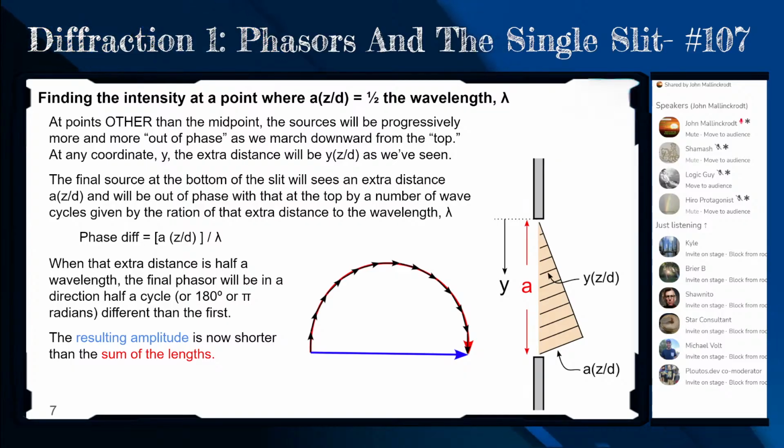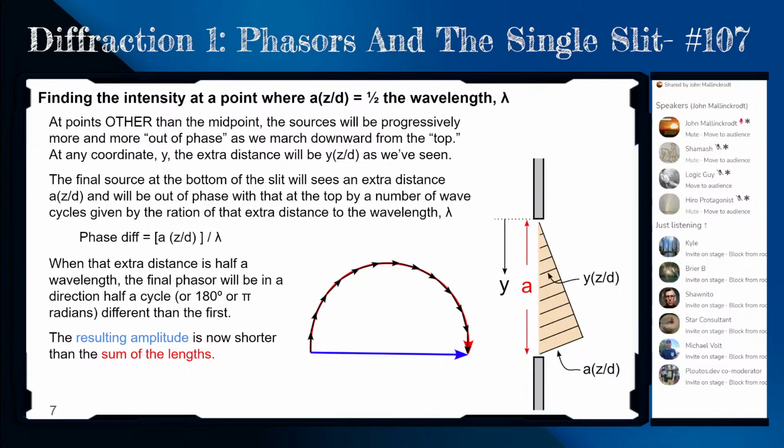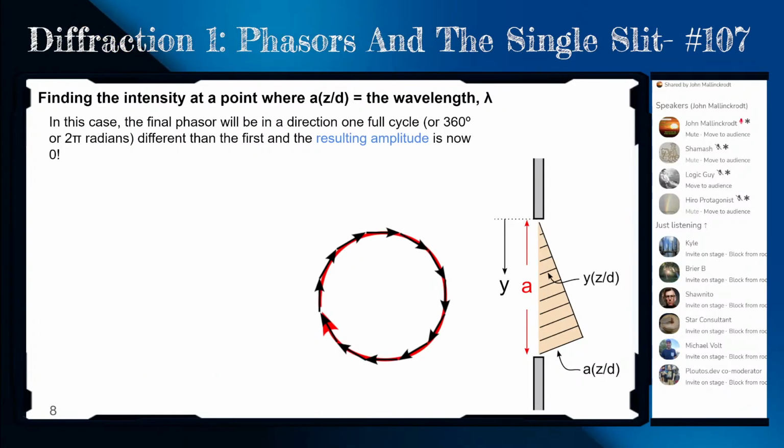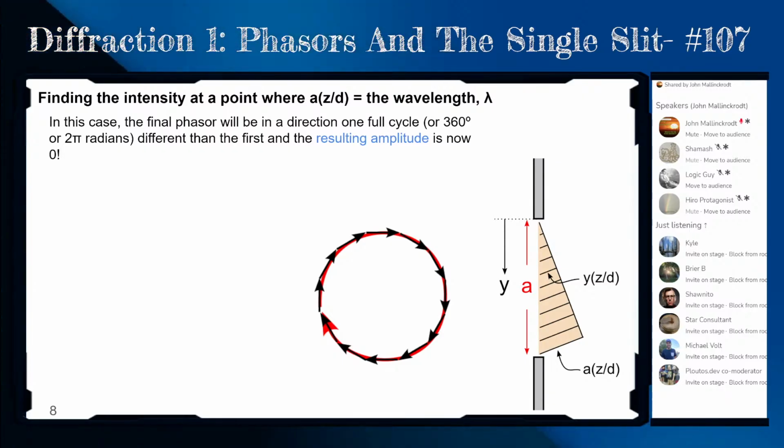It's going to get smaller and smaller circle, and the resulting vector then is, you just simply determine the resulting vector like I have here. So maybe with that in mind, look at slide 8, where I'm now looking at a place. I'm showing you the same diagram, sorry about that. But suppose that extra length at the bottom, suppose that was one wavelength, AZ over D.